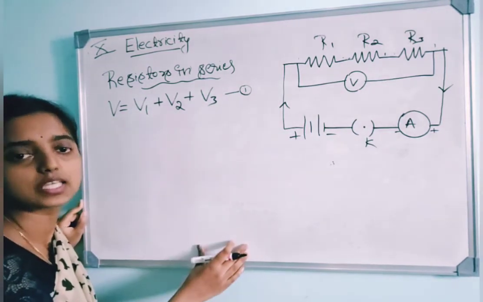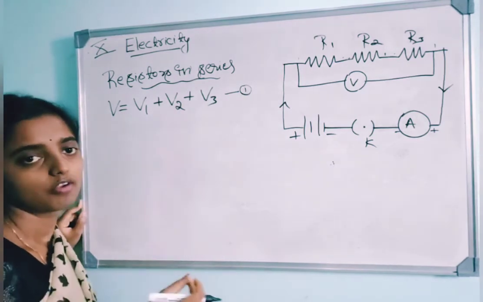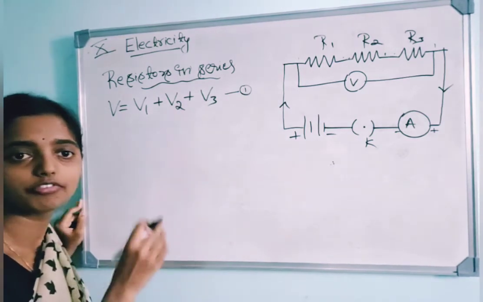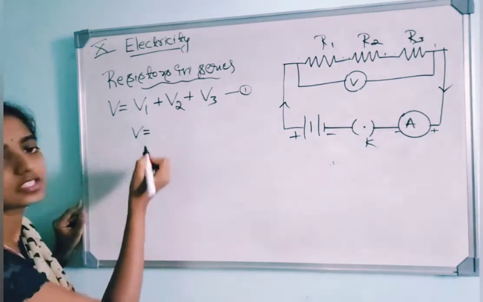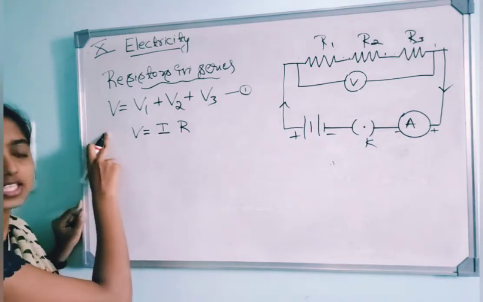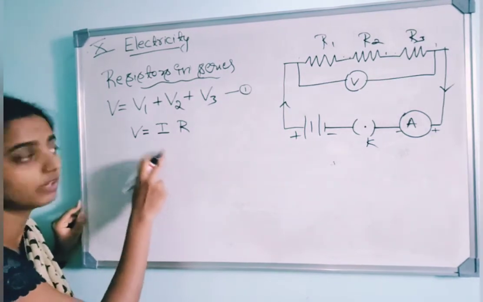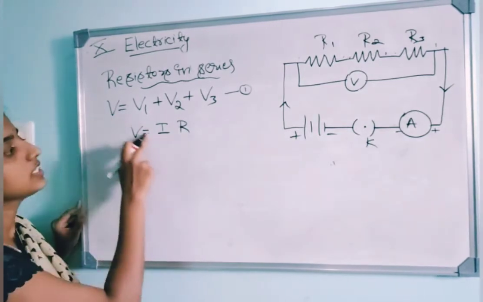Now the next step is, what is this V? It is nothing but potential difference. We already know the formula of this V, right? What is that? From Ohm's law, we can say V is equal to IR. So you need to write the statement here: from Ohm's law, we know that V is equal to IR.